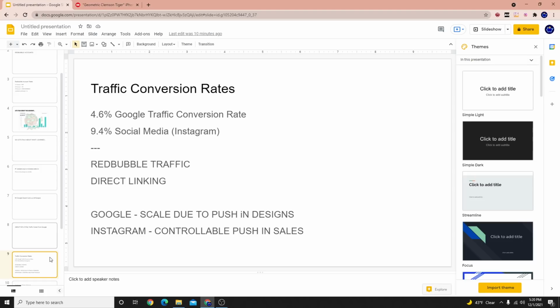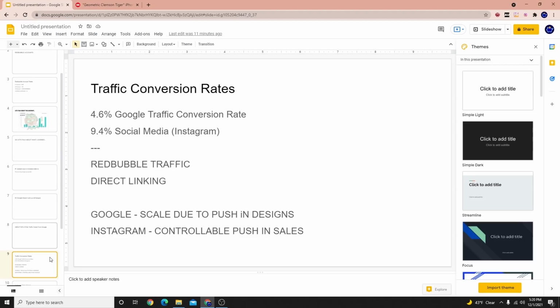9.4% was coming from social media. When I talk about social media, I'm specifically talking about Instagram, okay? For Redbubble traffic, I didn't really calculate that. I didn't really pay attention to that too much. And direct linking, I also didn't pay attention to that much because I haven't done too much of it yet.